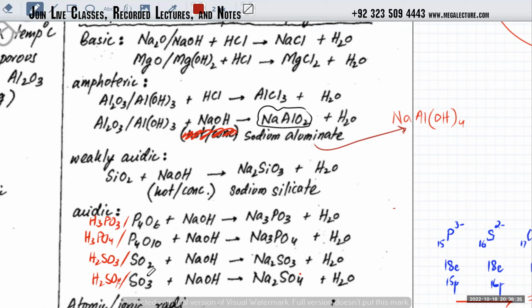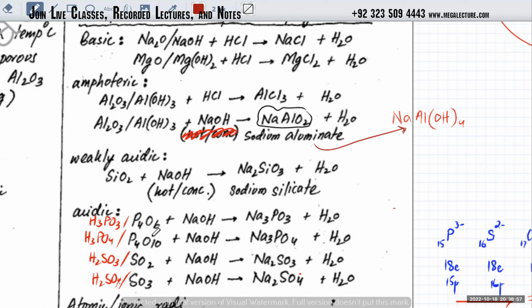When you think of them, if you think of SO3, think of it as a reaction of H2SO4. तो आपने उसको H2SO4 समझ के ना अपने reaction लिखना है. Like if you react with NaOH, it's going to form Na2SO4 and water. SO2, think of it as H2SO3. SO2 plus NaOH will form Na2SO3 plus H2O.